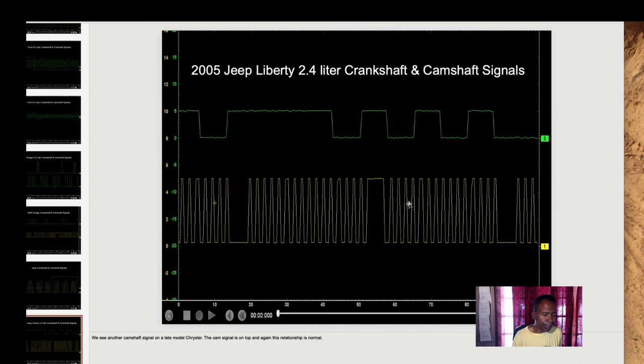This is another good signal relationship. We got the cam on top, on this 2005 Jeep Liberty 2.4, and the crank on bottom. Again, a good relationship for this particular picture. Look how it goes low, then high, then low again. And this is normal for the camshaft in this car. So another good picture.